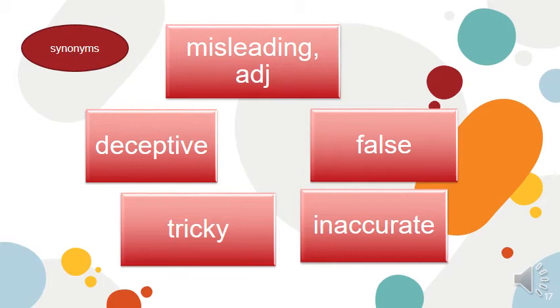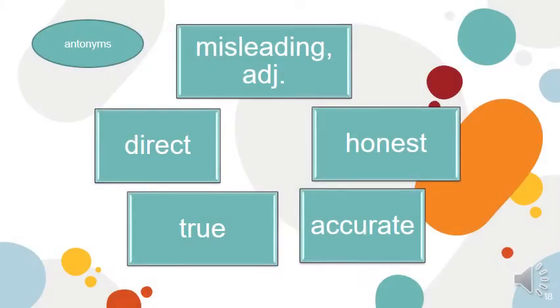Misleading, which is an adjective. The meaning is tending to give a wrong idea. Misleading means to cheat. So the synonyms are deceptive, means a cheat, false, tricky, inaccurate. Inaccurate means not very true, wrong. Okay. The antonyms of misleading are direct, honest, true, accurate, straightforward. Also, straightforward is very important.